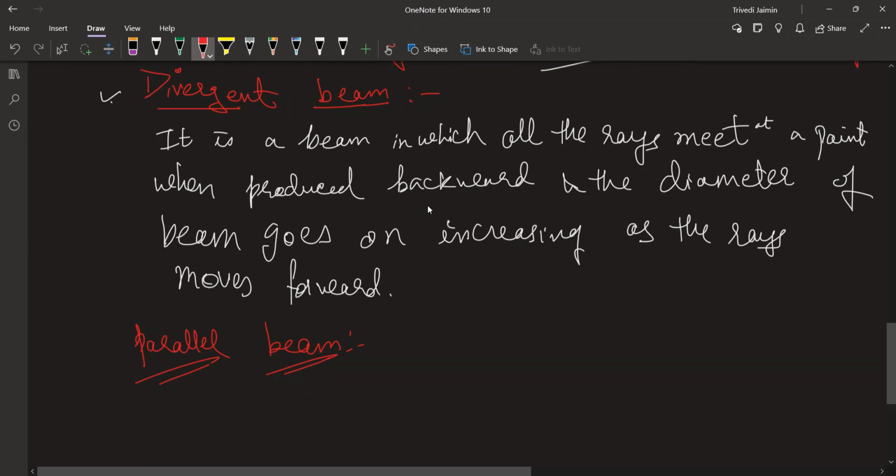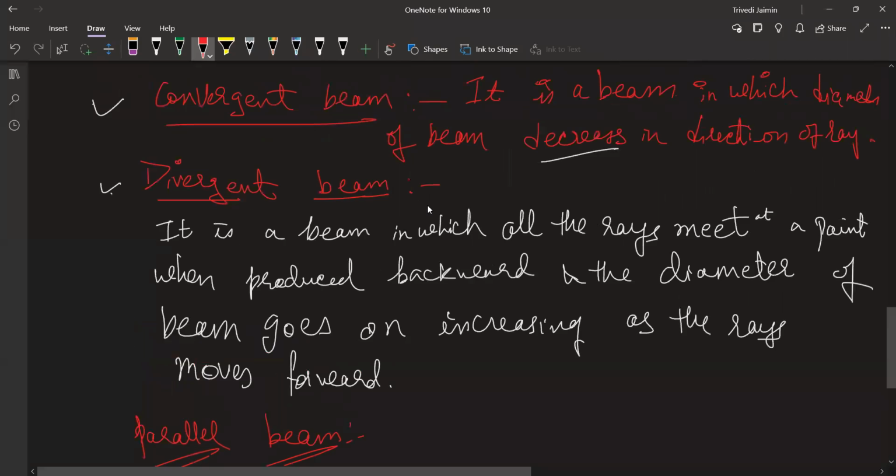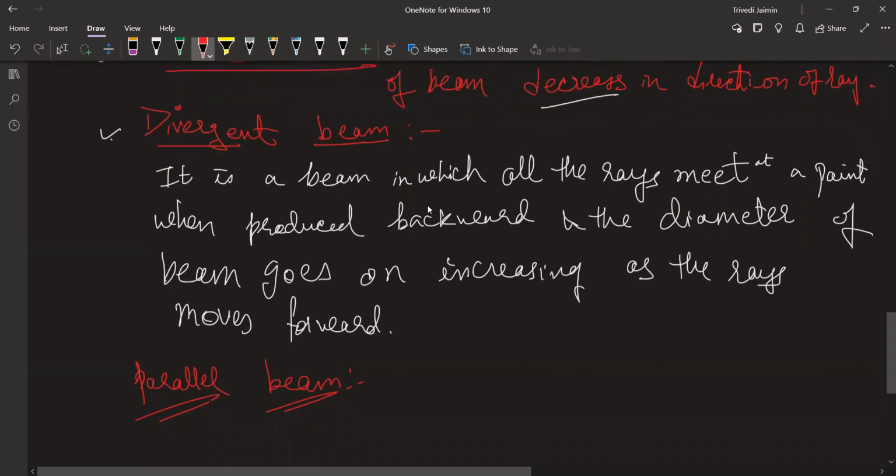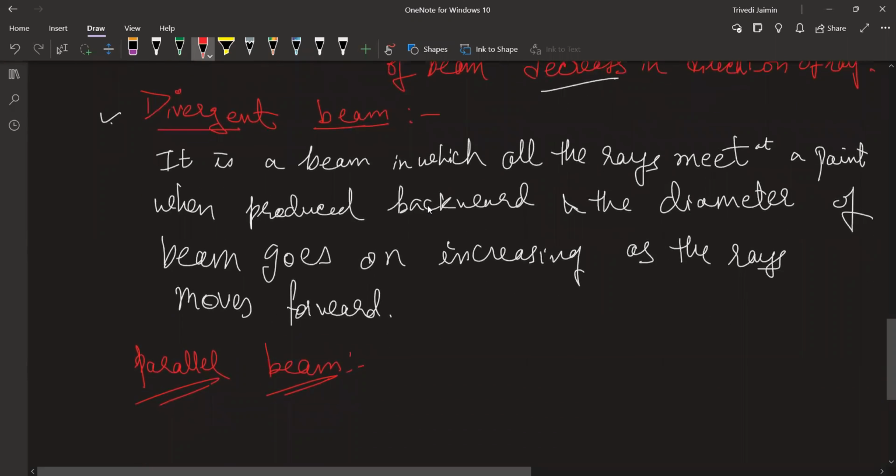If we want to include diameter, what will we say about diameter? These two we have explained with the help of diameter. Can someone explain parallel beam with the help of diameter? The diameter between the rays remains constant as the rays move in the direction. Exactly. Very good. Any other explanation?